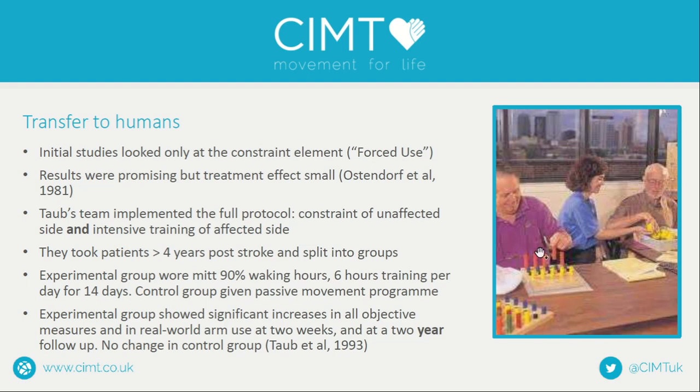The experimental group, who were given the constraint, wore this mitt, or this plaster, for 90% of their waking hours, with 6 hours of training per day for 14 days. The control group was given a passive movement treatment program. The experimental group showed a significant increase in all objective measures and arm use in the 2 weeks, and even at the 2-year follow-up. No change was found in the control group.